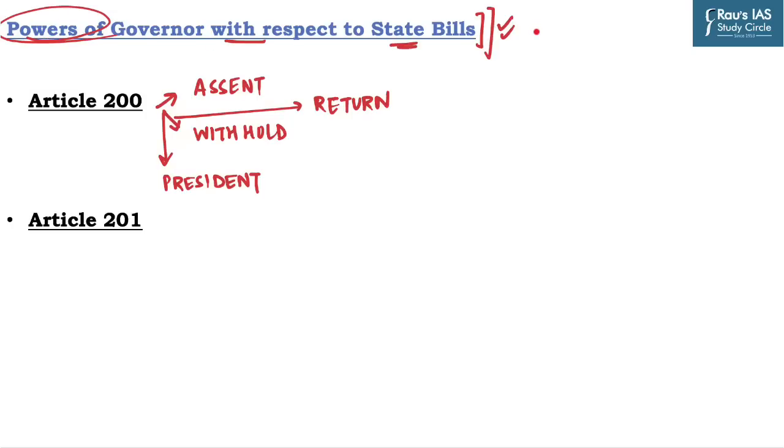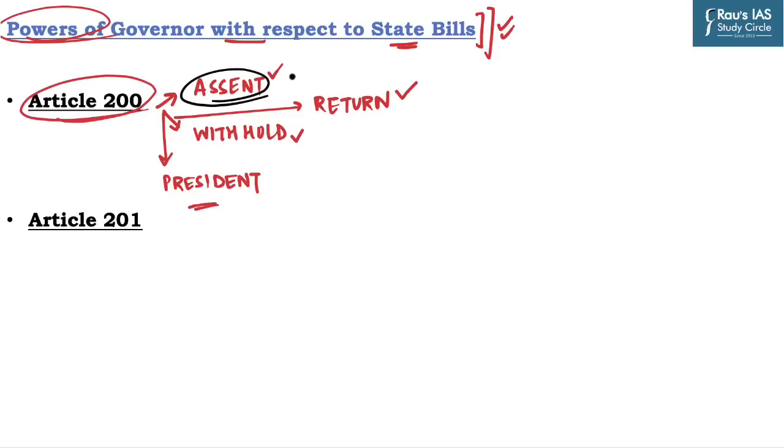Now we will analyze the powers of the governor with respect to state bills, which became a point of contention between the state of Tamil Nadu and the governor. Article 200 of the Indian Constitution empowers the governor with respect to state bills with 4 options. The first one is he can give assent to the bill. The second one is he can return the bill for reconsideration. The third one is he can withhold his assent. And the fourth one is he can reserve the bill for the consideration of the president. Now we will analyze all the 4 options and see what happens if one of them is exercised by the governor.